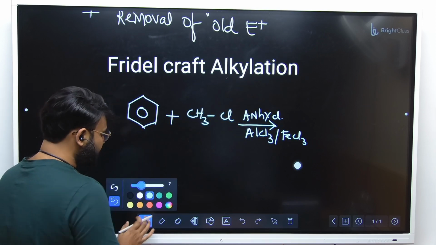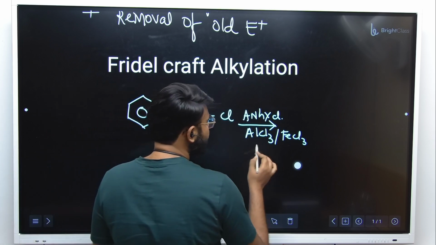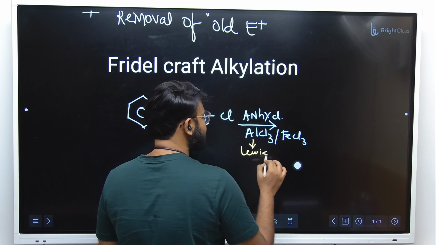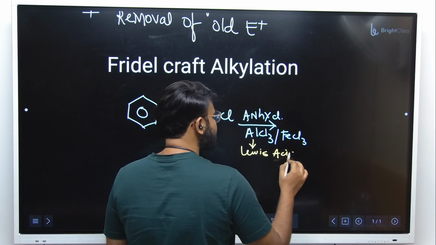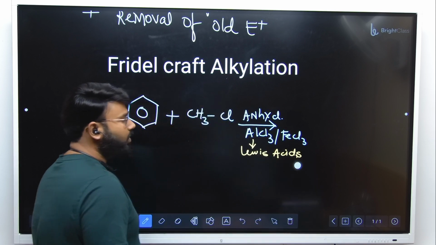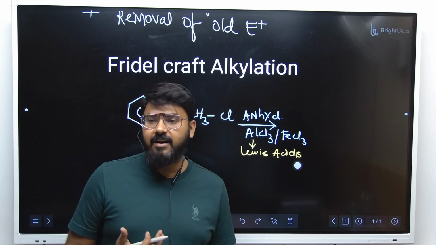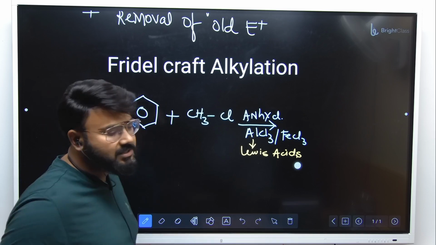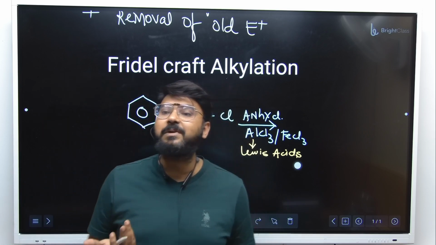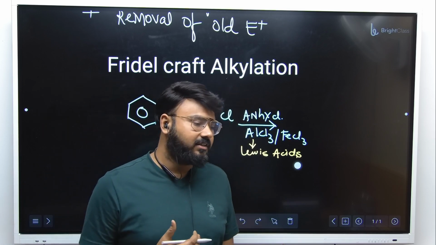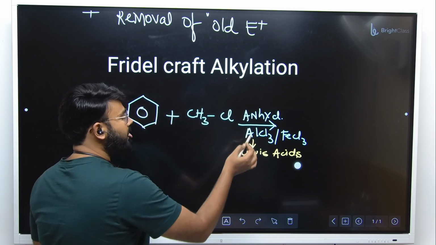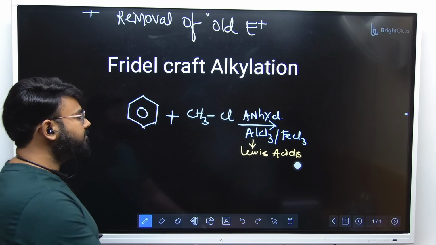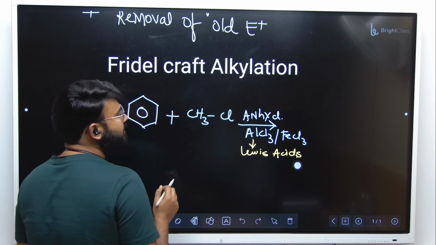AlCl3 or FeCl3, technically they are Lewis acids. What are they, guys? They are Lewis acids. Lewis acid means they are hungry for electrons. Because if you see the structure of AlCl3 or FeCl3, their octet is not complete. Right, Avantika, Tanvi, Aditya, everyone can see this? Their octet is not complete, right?